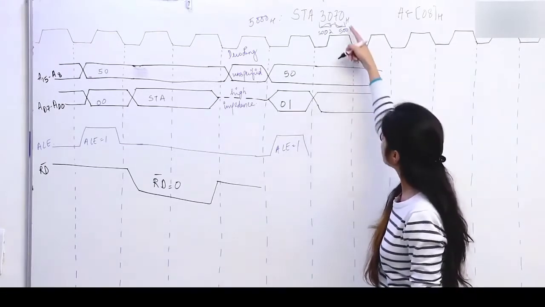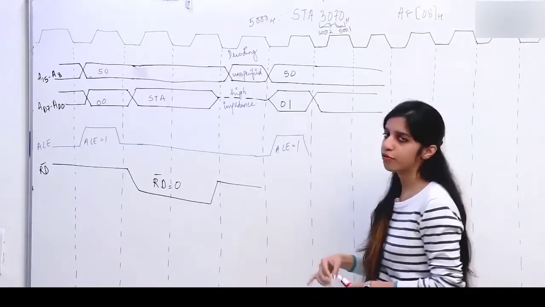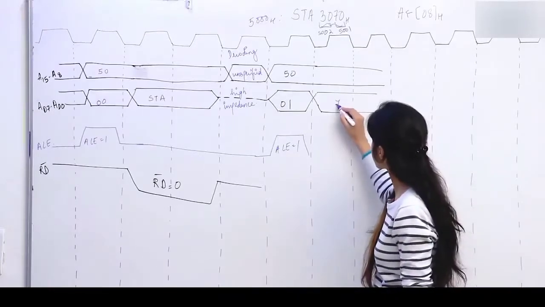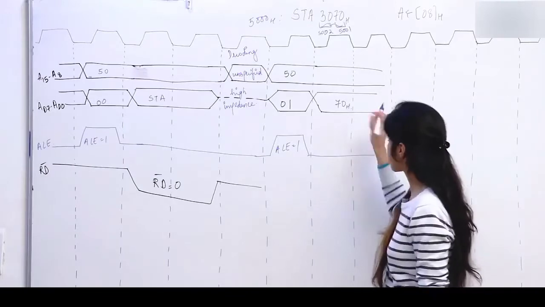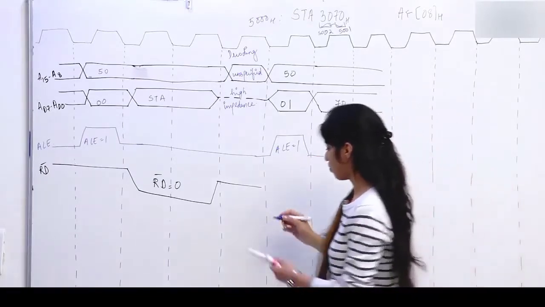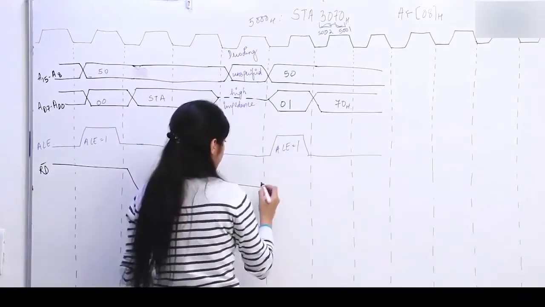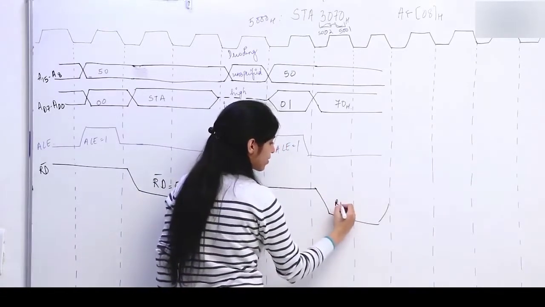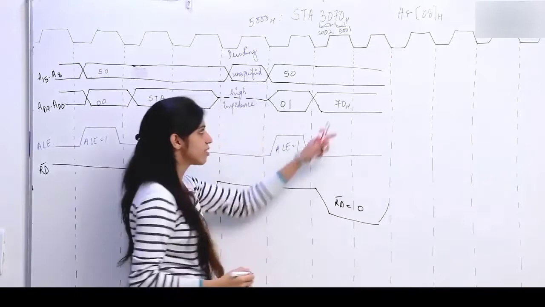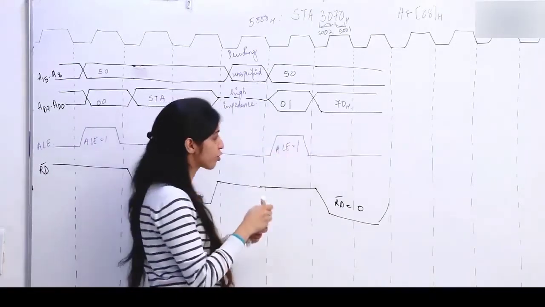What is going to come now? 70 is going to be read from the memory. We are going to read 70 from the memory. ALE is low, so that this acts as data bus, and also you are going to make this read bar 0 for 2 clock pulses. Read bar is 0, that is we have now got 70 in the microprocessor.